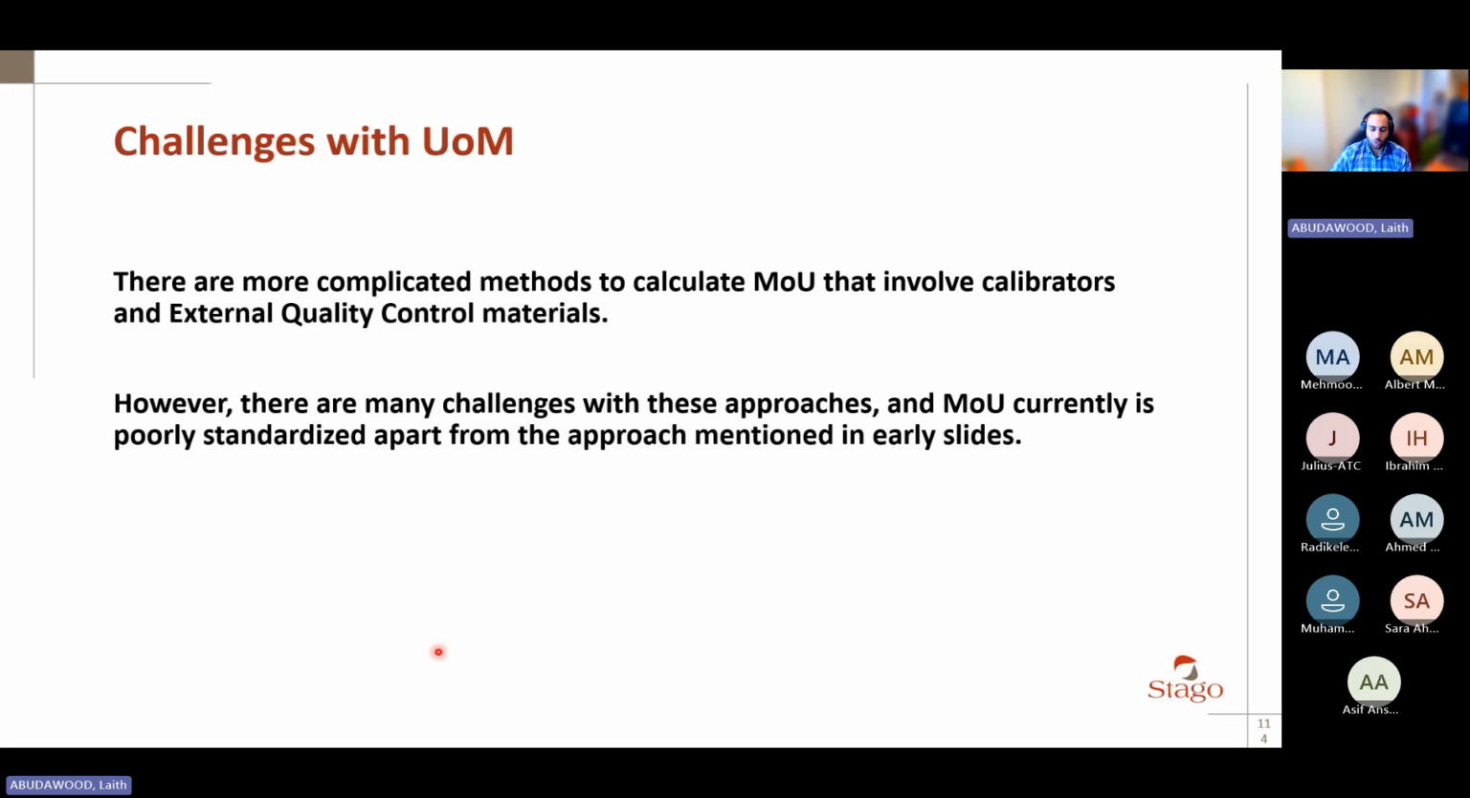Now, there is one major issue with measurement of uncertainty. There is very poor standardization for what can be used in the field.